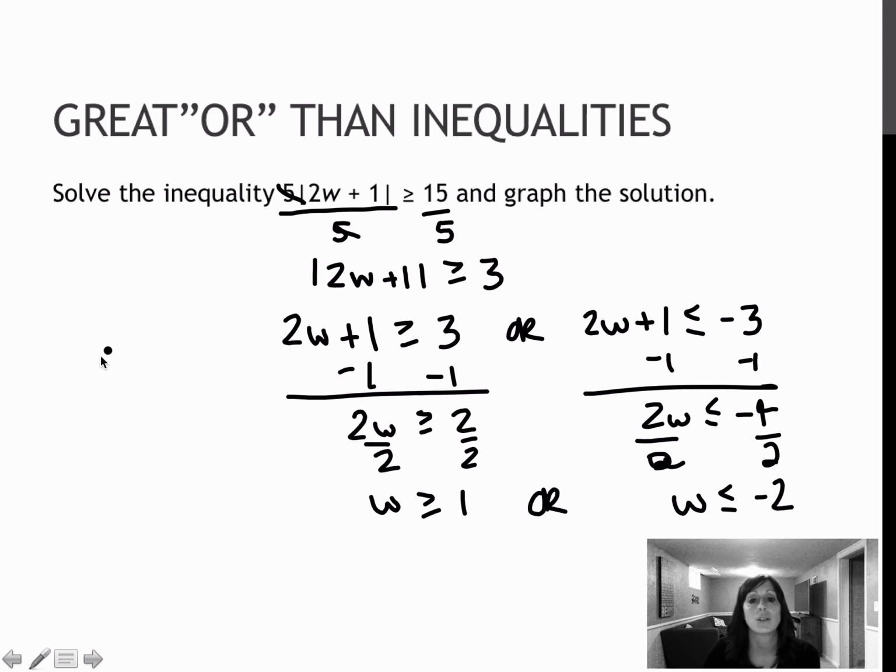To graph the solution, at negative 2 I'm looking for values that are less than or equal to that, so "or equal to" makes a closed bracket shaded to the left. W is greater than or equal to 1 gives me a closed bracket on 1 shaded to the right.